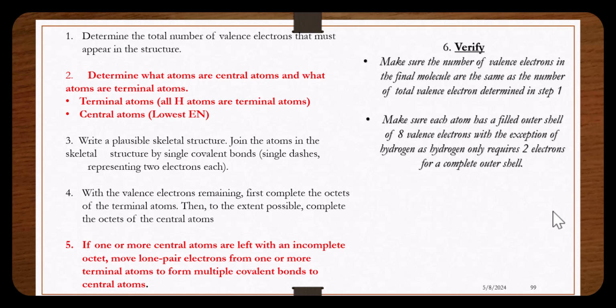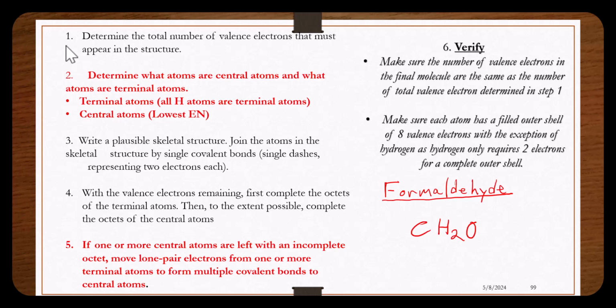And the last and most important step is to verify the molecule is correct. We make sure the number of valence electrons in the final molecule are the same as the number of total valence electrons determined in step 1. Next, we make sure that each atom has a filled outer shell of 8 valence electrons, with the exception of hydrogen, as hydrogen only requires 2 electrons for a complete outer shell.